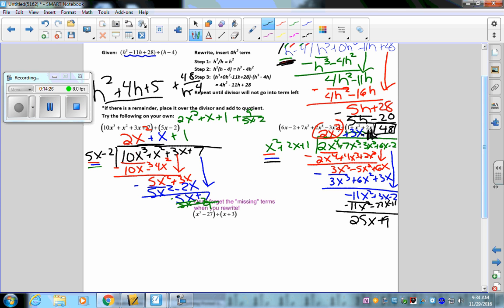All right, so this one I get 2x squared plus 3x minus 11 with a remainder of a positive 25x plus 9 over everything I'm dividing by. Okay, so yeah, it was a little bit longer. I had 3 things. Don't worry about it. You're just doing the same exact process.